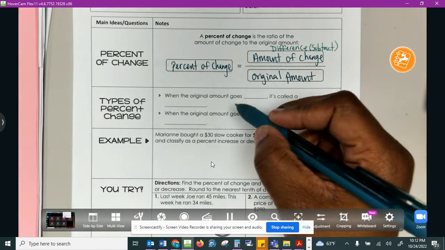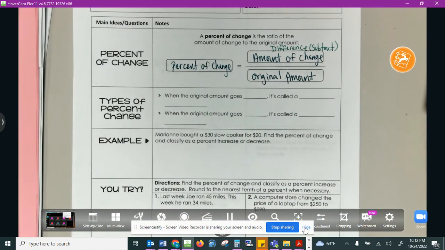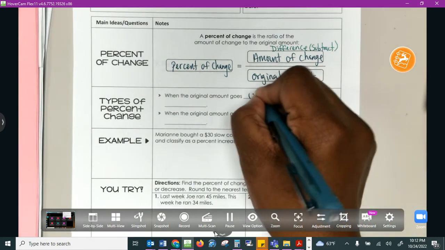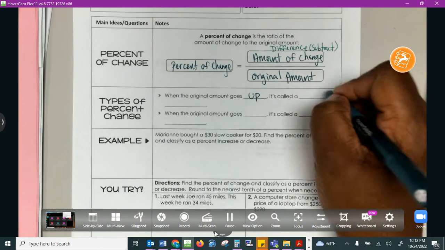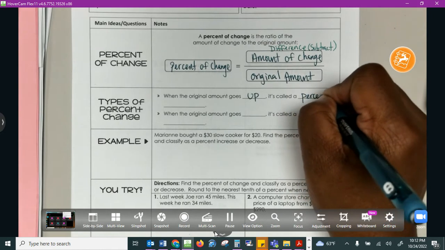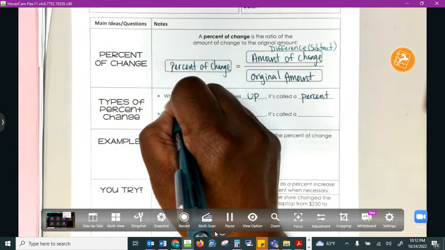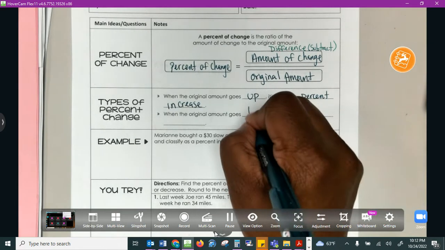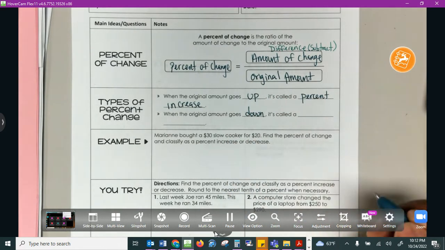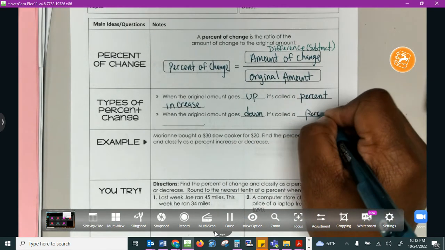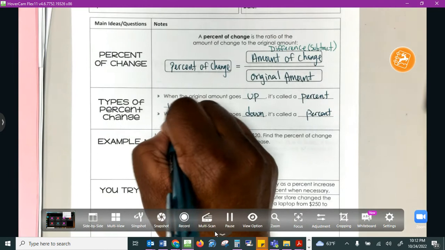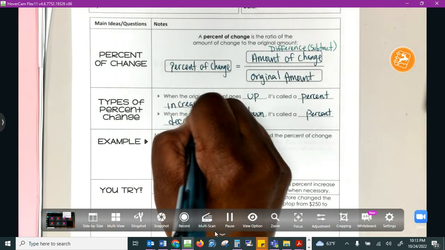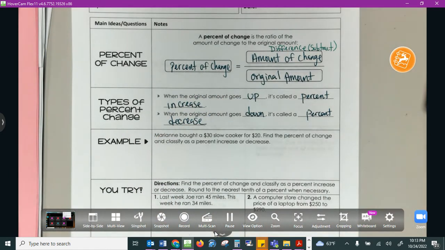One, when the original amount goes up, it is called a percent increase. When the original amount goes down, it's called a percent decrease. Let's do an example.